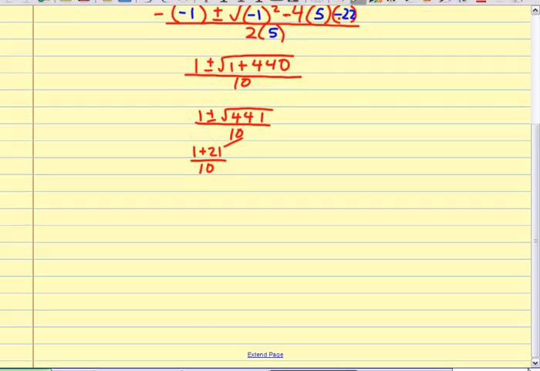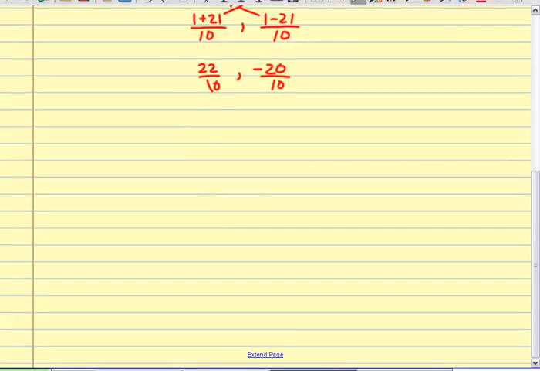1 plus 21 over 10. Remember, that's when we split it, when we take the square root. 1 minus 21 over 10. Those are our two answers that are going to give us the factors. Okay? So this one turns into 22 over 10. This one turns into -20 over 10. Oh, nice. This is going to come out easy.